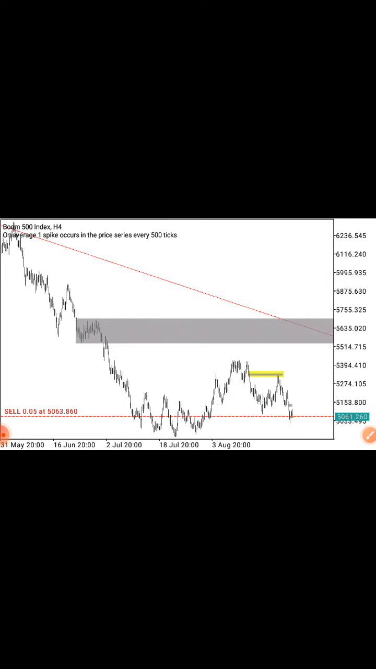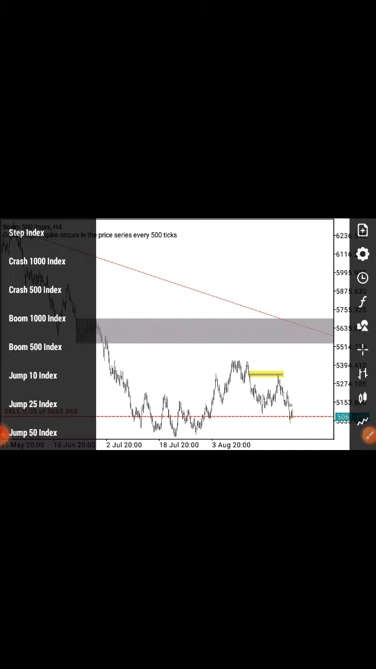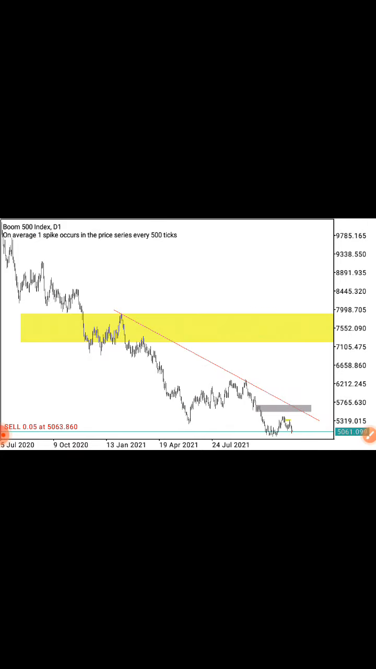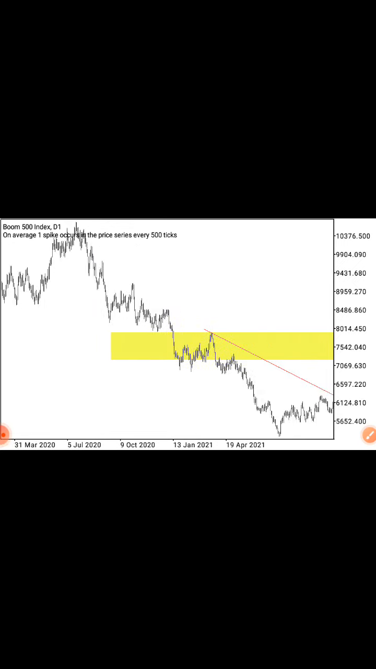And if you have been following my videos, one of the things I kept sharing was that Boom 500 is on a massive downtrend, and we can see it, that it is so obvious here. The downtrend has been quite massive.